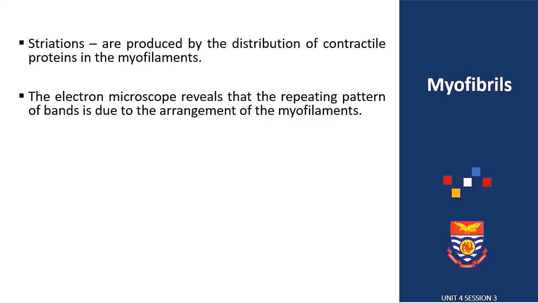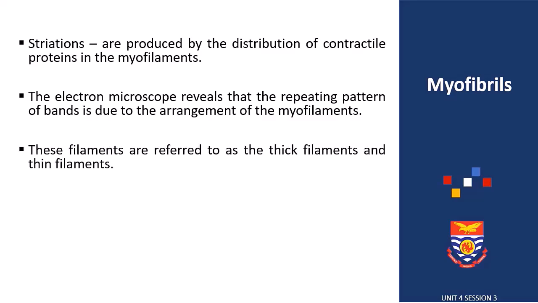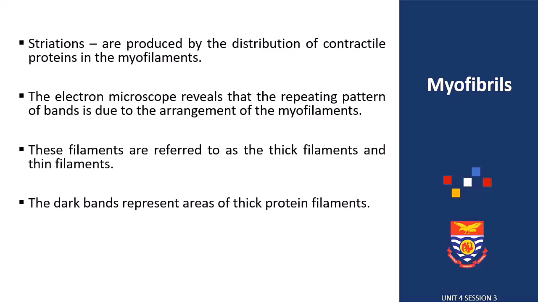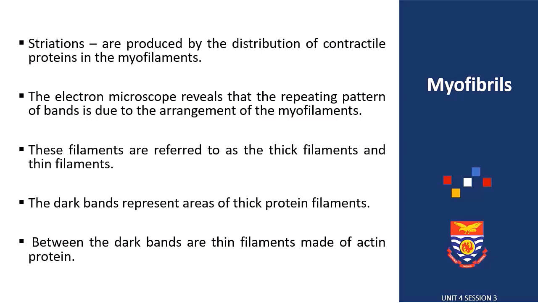So when observed under the electron microscope, it reveals that the repeating pattern of bands is due to the arrangement of the myofilaments. These filaments are in two forms, the thick and thin filaments. The dark bands represent areas of thick protein filaments, whereas in between the dark bands are thin filaments made up of the protein actin, and this allows light to pass through and appear light.